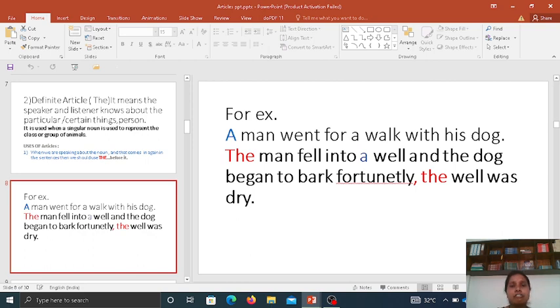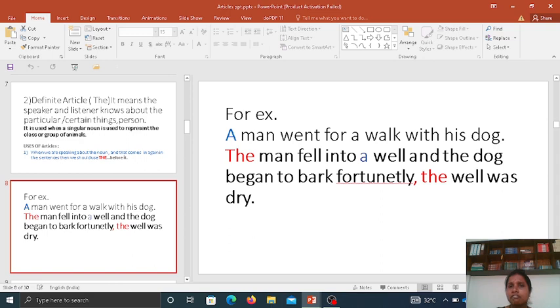A man went for a walk with his dog. This is my first sentence and I am using "a man" here because I don't know who he is or what his name is. That's why I am using "a man." Then in the second line I am continuing and telling about that man only, so that's why I use "the" here.